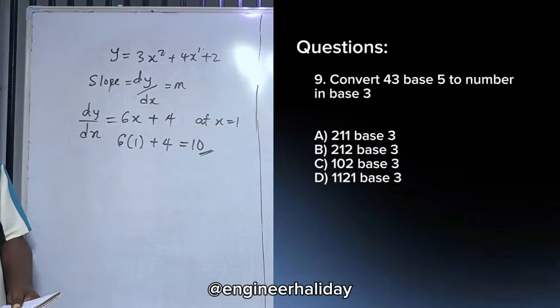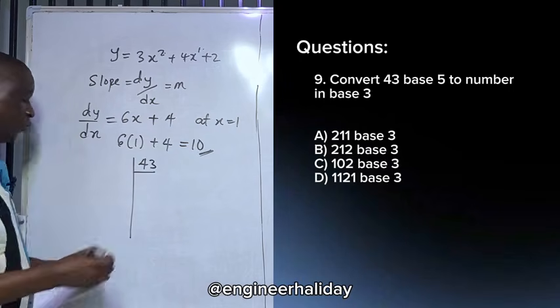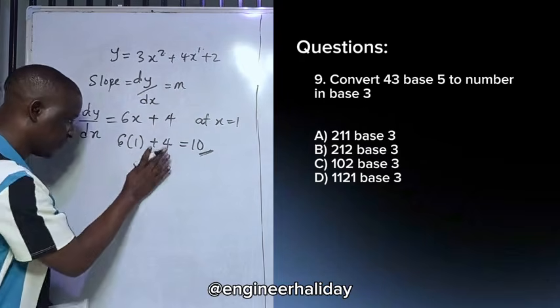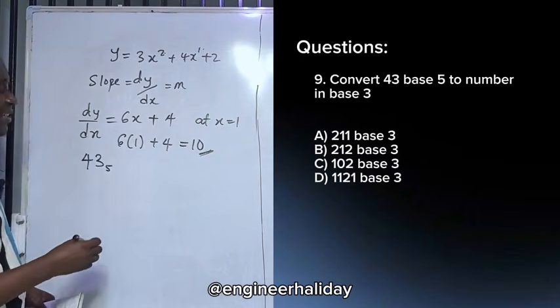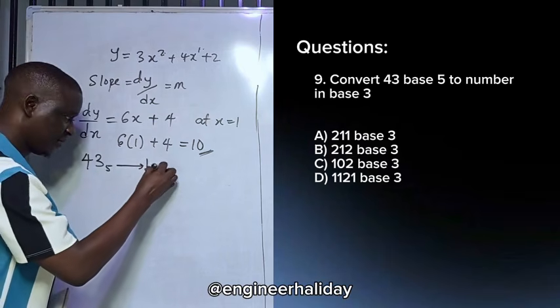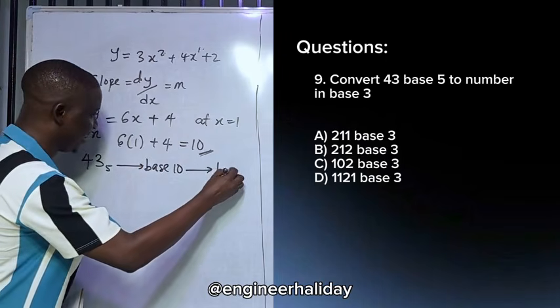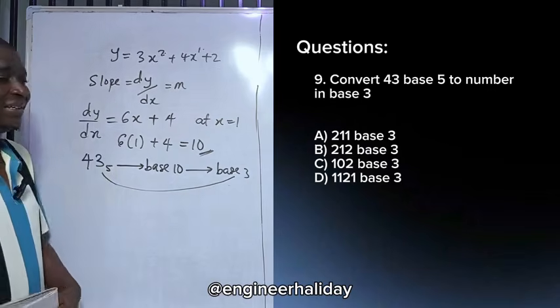No, 43 to number in base 3. 43. We want to convert it to what? In base 5. Okay, in base 5. Sorry. If you are converting 43 in base 5 to base 3, we have to move to base 10 first. Then from base 10, we move to base 3. You cannot move from base 5 to base 3 directly.